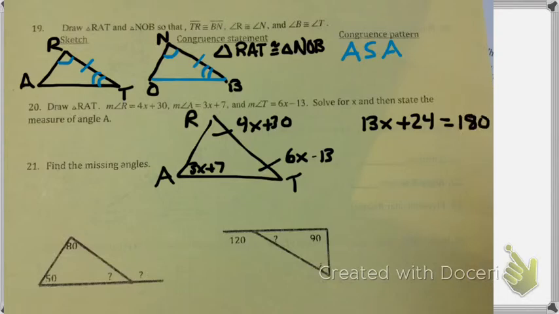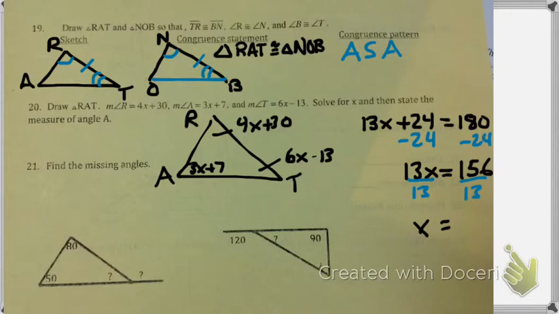And now we solve. So we have minus 24 from both sides. So that would give me 13x equals 156. And 156, to get x by itself next, I'm going to divide by 13. So x would equal, calculator's dead. Sure it's 12. It's 12. We'll just say it's 12.